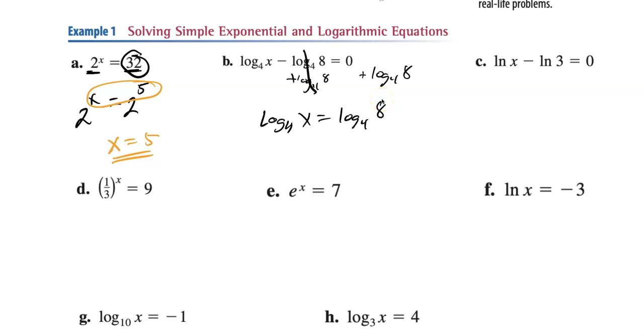What you're technically supposed to do is take the base of both sides. And once you do that, these cancel, and you get x equals 8. Same thing over here. If you just move this over, we get natural log of x equals natural log of 3, x equals 3. Technically, you're supposed to take e to both sides, and that would cancel out these natural logs, and x equals 3.